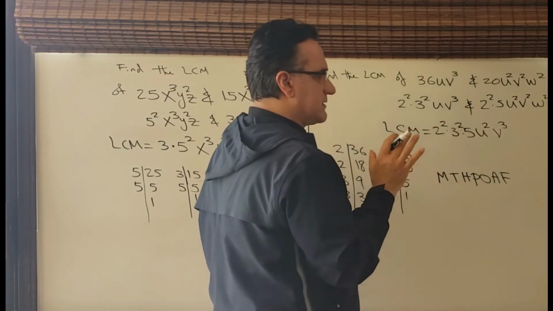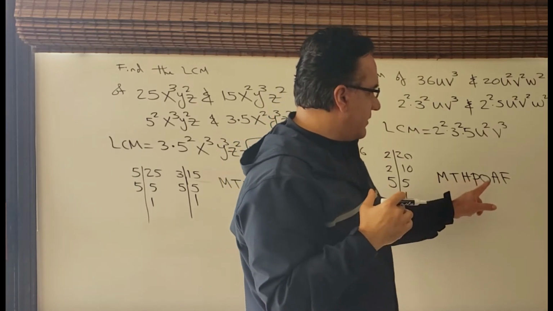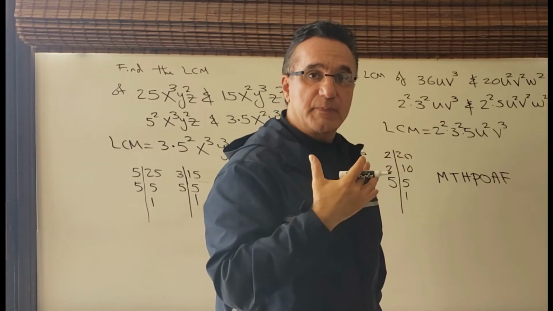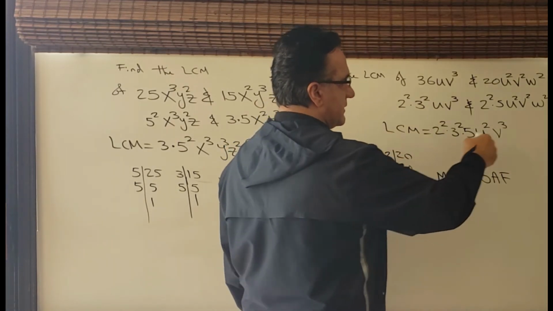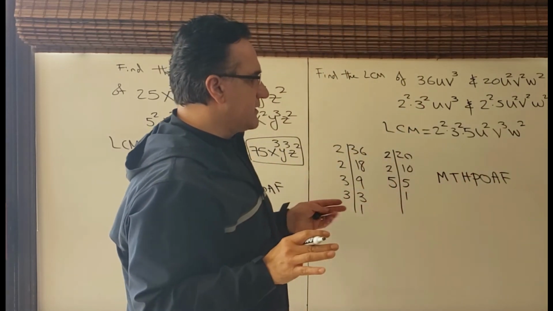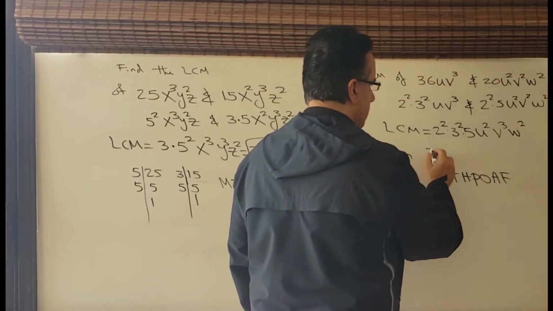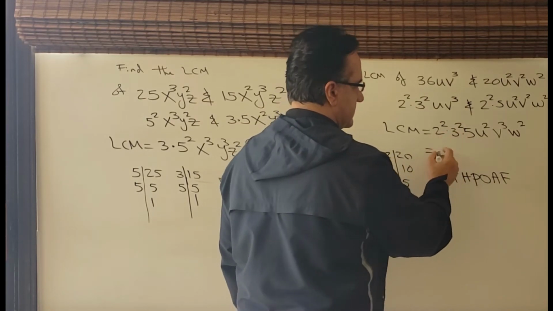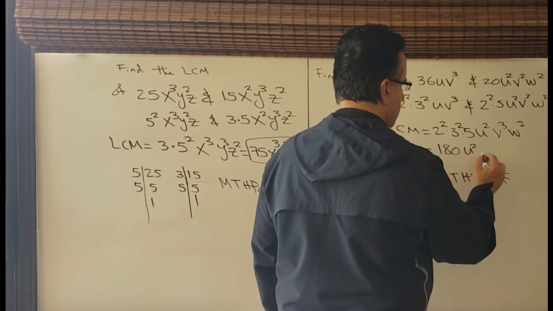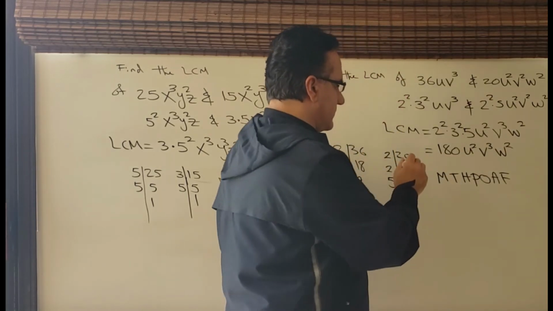Notice if we were finding the GCF, we wouldn't bring the w in, because there we multiply the lowest power of common factors. But this is the LCM. So you have to multiply the highest power of all factors. So in this case, we're going to need the w squared as well. So that's pretty much it. We just need to multiply that out to write a nice simple answer. So notice that 4 times 5 is 20 times 9 gives us 180, and then u squared v cubed w squared. Okay, so there is the LCM right there.